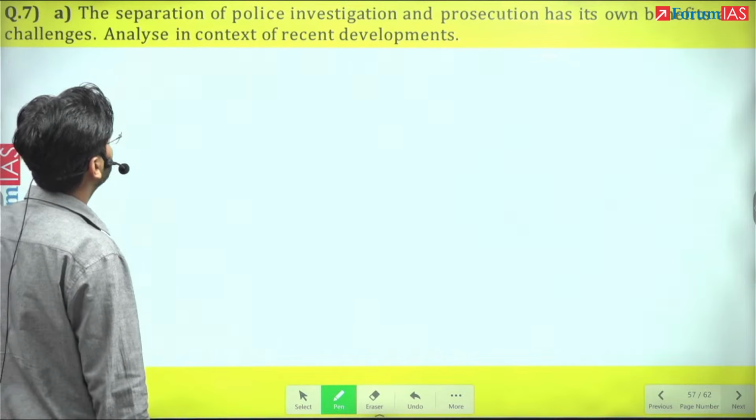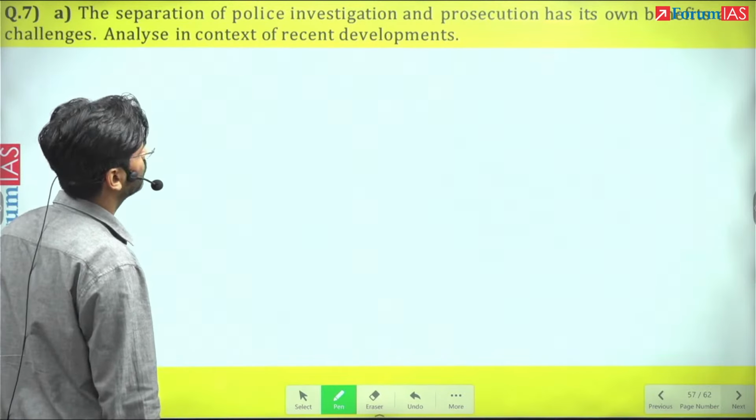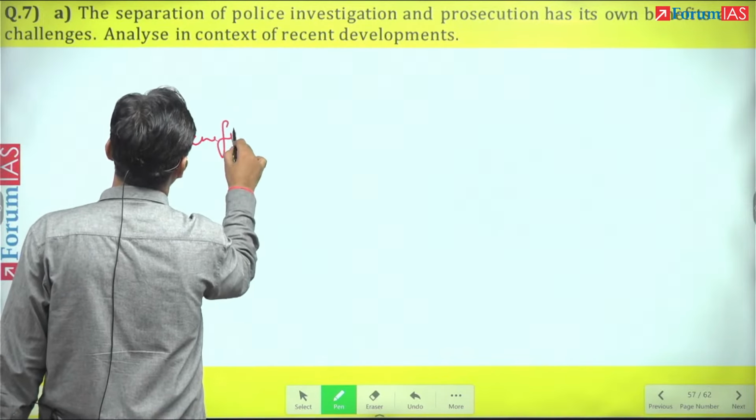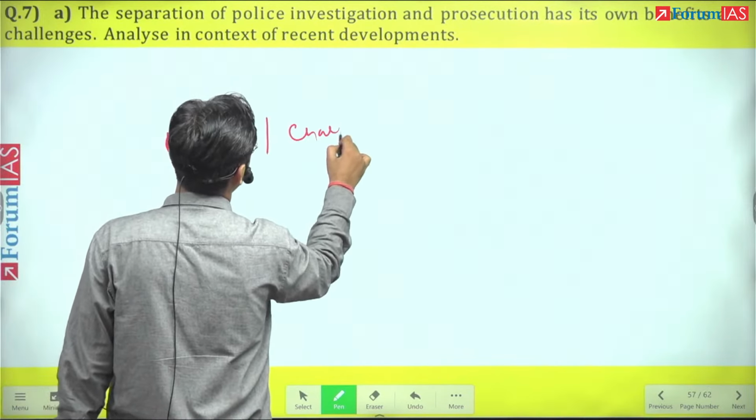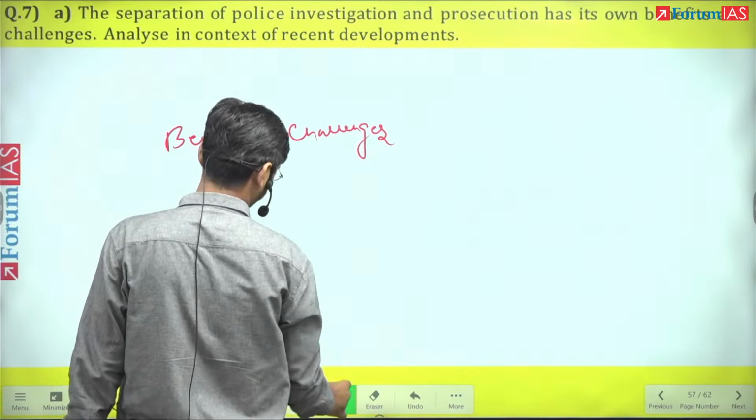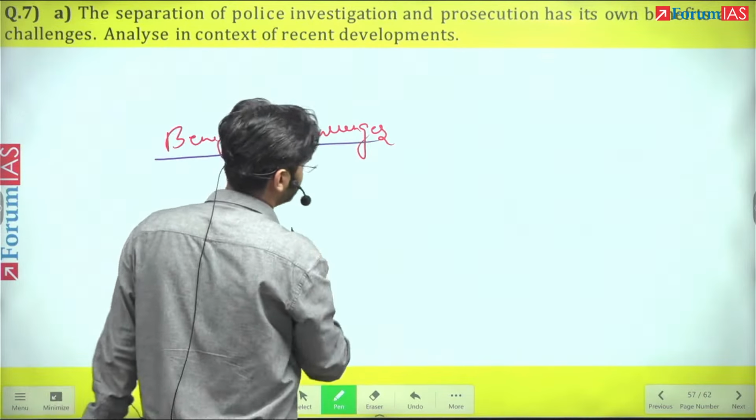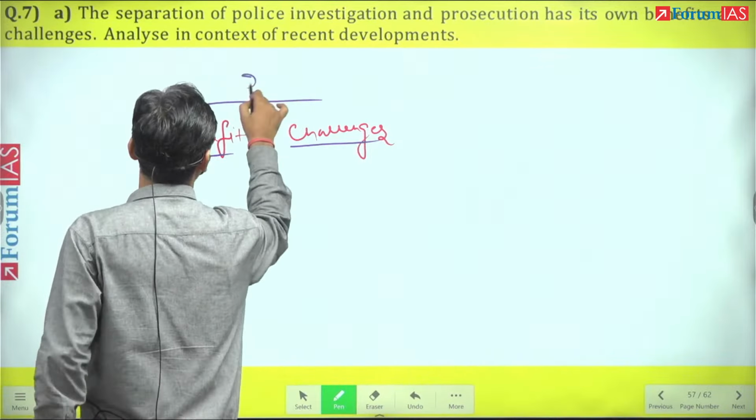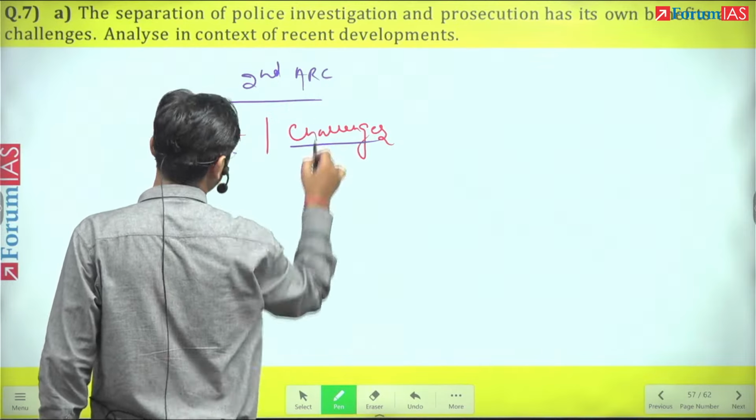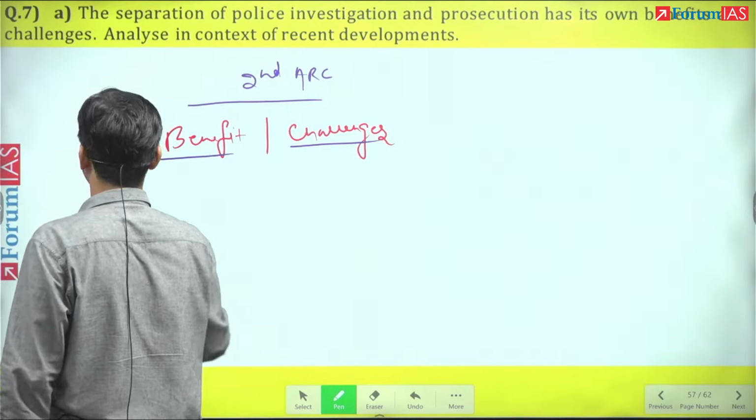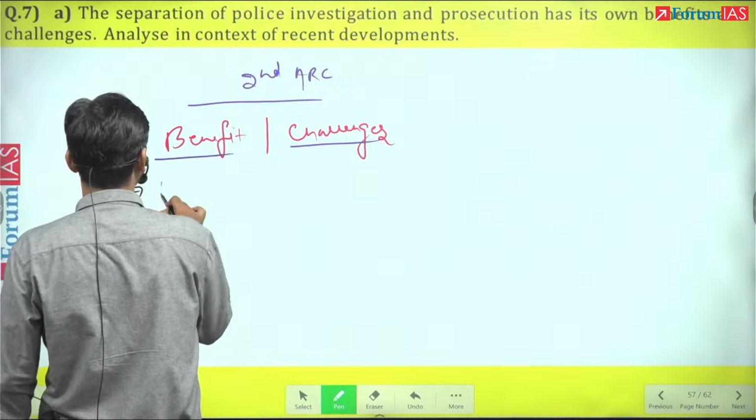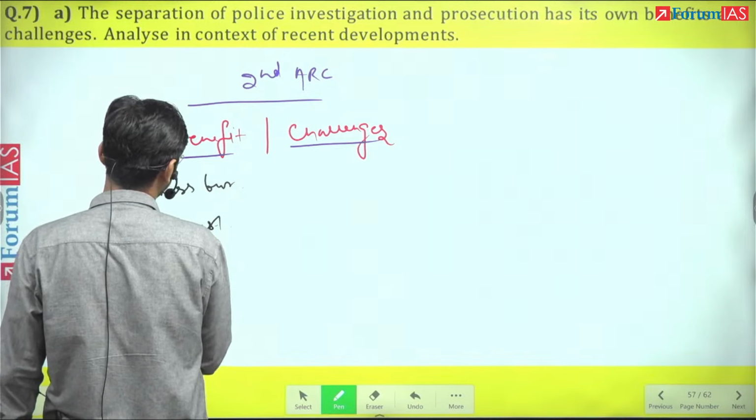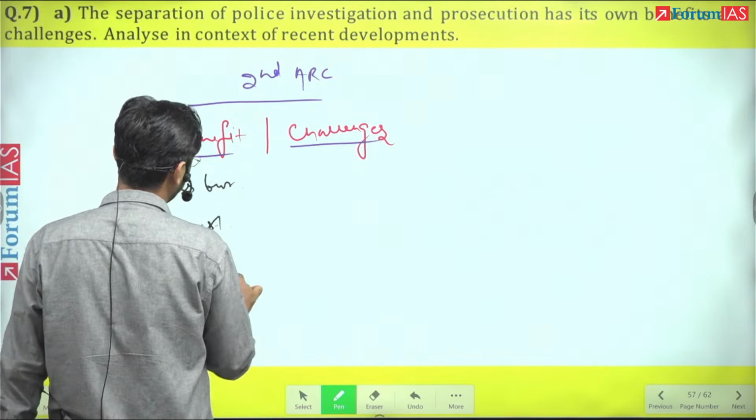The separation of police investigation and prosecution has its own benefits and challenges. Very straightforward question. Second ARC, by the way, has argued this in great detail. Benefit, obviously, less burden on police, better investigation, right? It is a worldwide phenomenon.